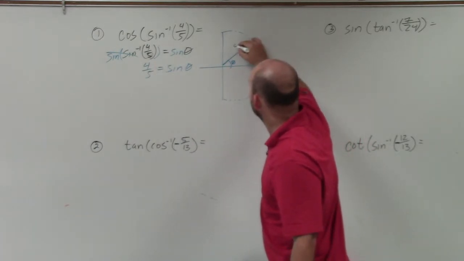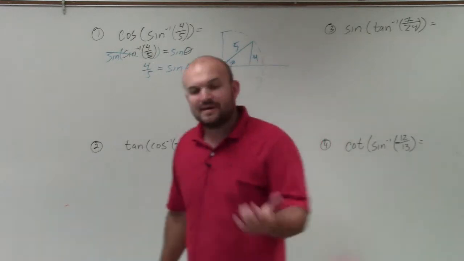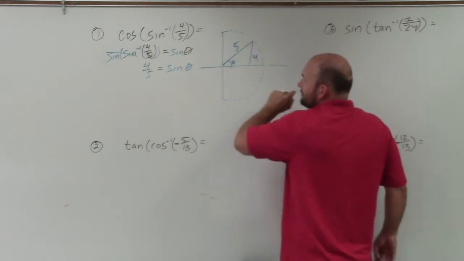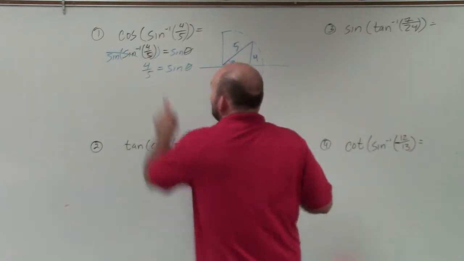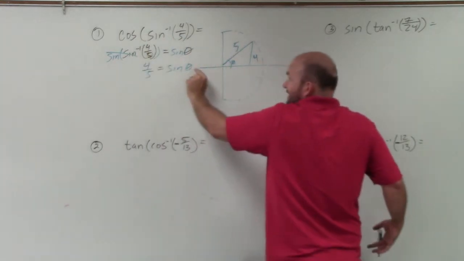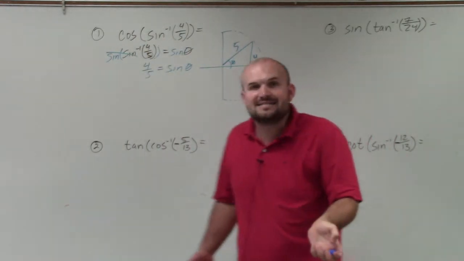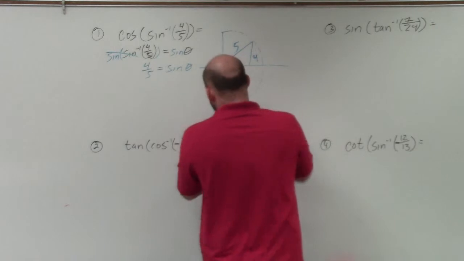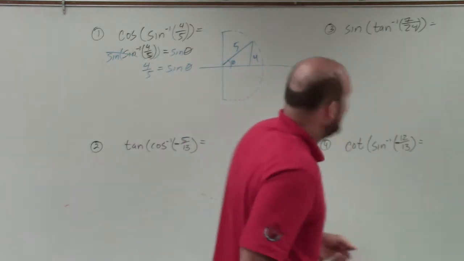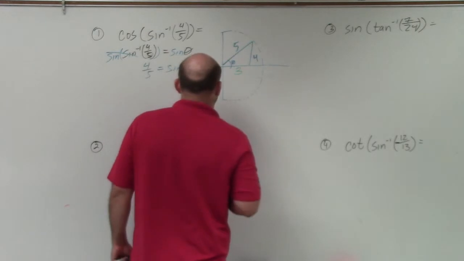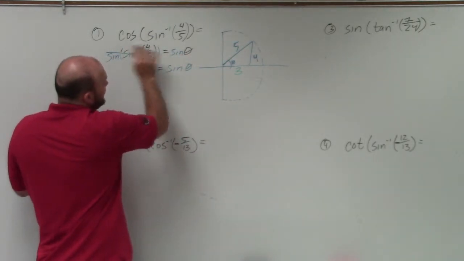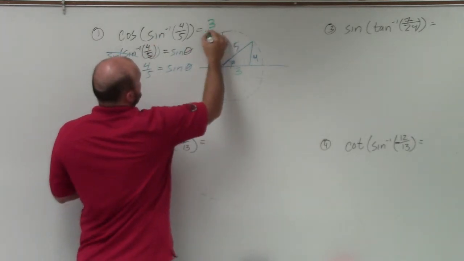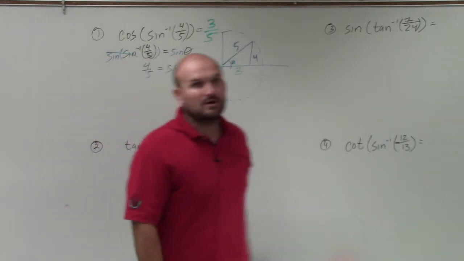So we have 4 over 5. That's what theta represents: the sine of theta is 4 over 5. If we want to figure out the cosine of that theta, all we need to do is figure out what the x is, because cosine of an angle is adjacent over hypotenuse. You could either use the Pythagorean theorem, or know your Pythagorean triples and identify this as 3. So the cosine of this theta, which is produced by the sine inverse of 4/5, is just going to be 3/5, adjacent over hypotenuse.